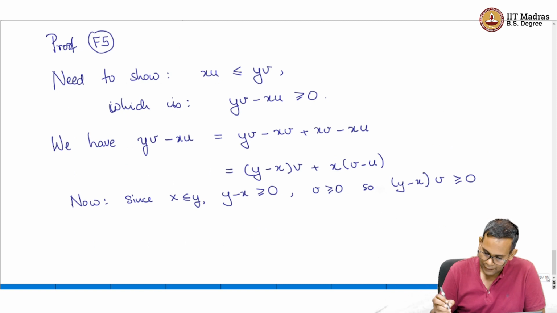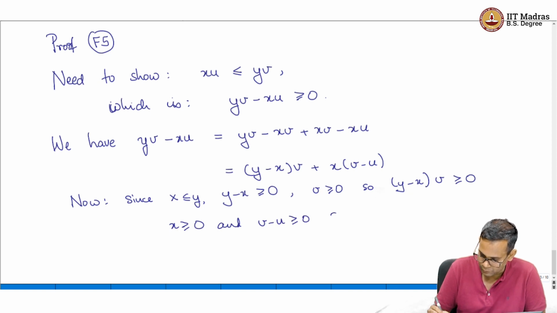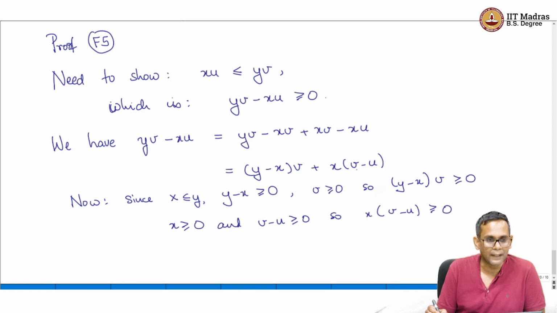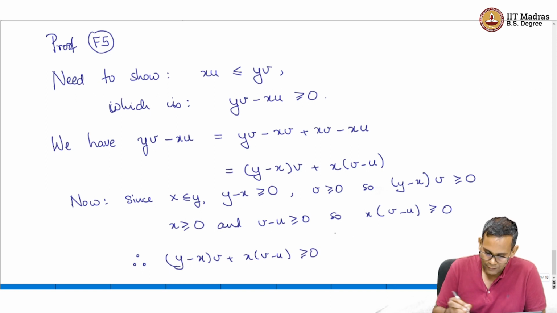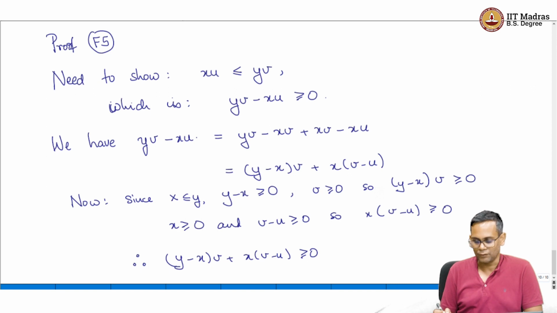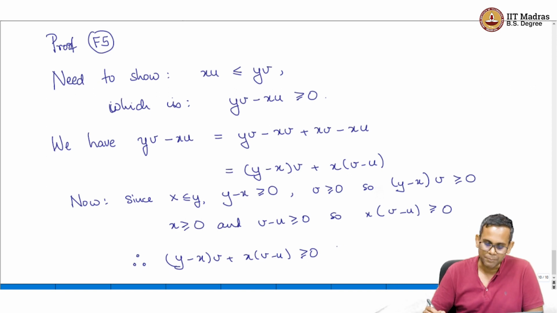And similarly, I have that x is greater than or equal to 0 and u is less than or equal to v, which means that v minus u is greater than or equal to 0. So, x into (v minus u) is greater than or equal to 0. So, each of these two terms in the sum is non-negative and therefore, their sum must be non-negative. Therefore, (y minus x) v plus x into (v minus u) is greater than or equal to 0, and so yv minus xu is greater than or equal to 0, which means that xu is less than or equal to yv.